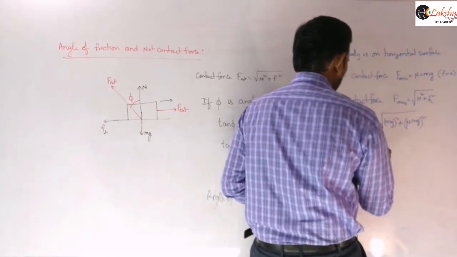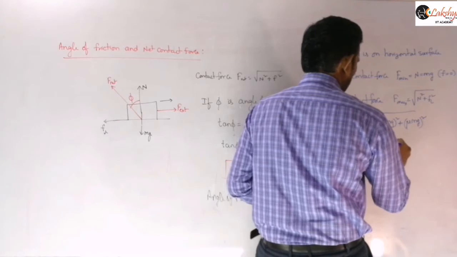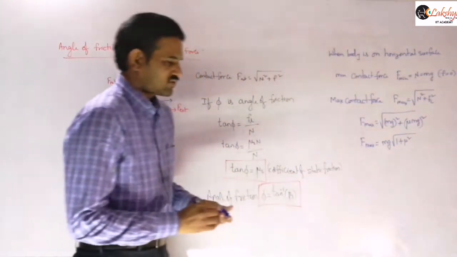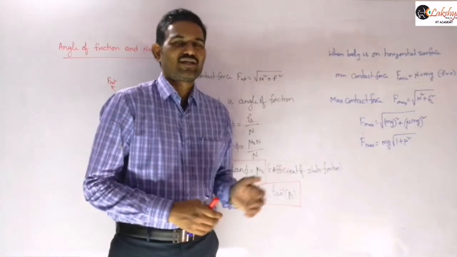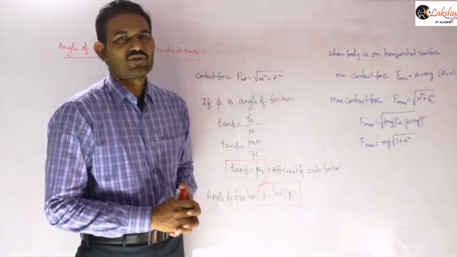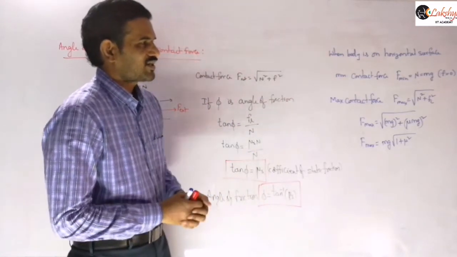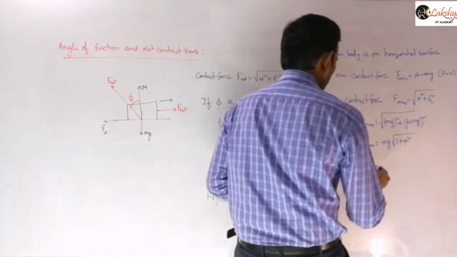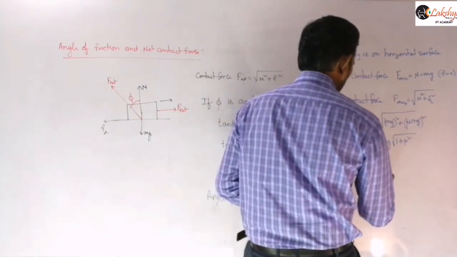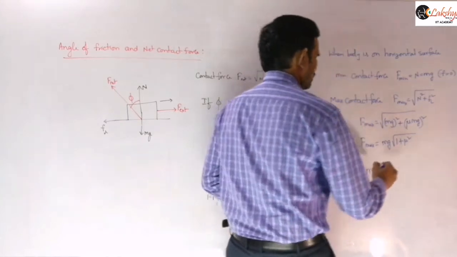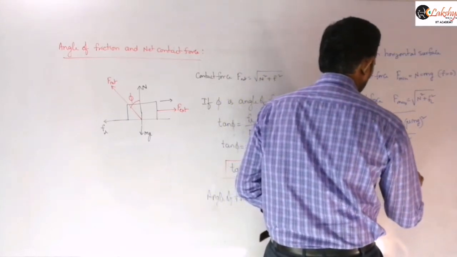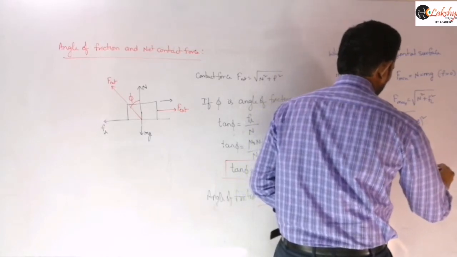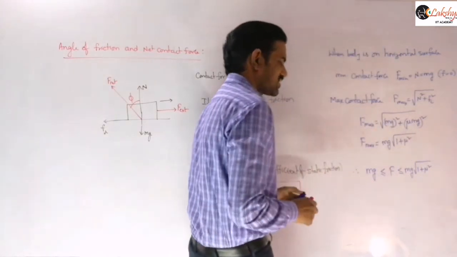And therefore you can write this maximum value as mg, which you can take out, and this is 1 plus mu square. So what we can conclude is when the body is on the horizontal surface, this contact force lies in between mg and this value here. Therefore mg is less than or equal to F contact force, which is less than or equal to mg under root of 1 plus mu square, right.